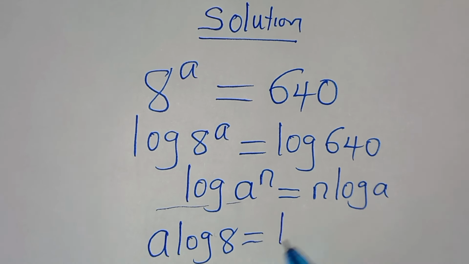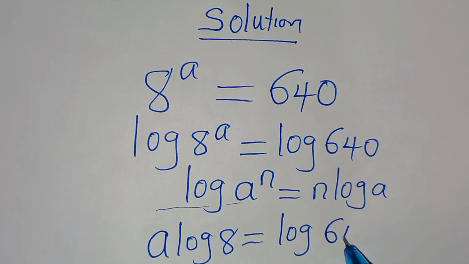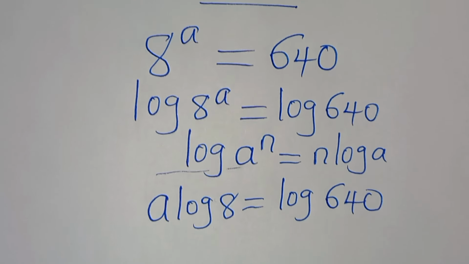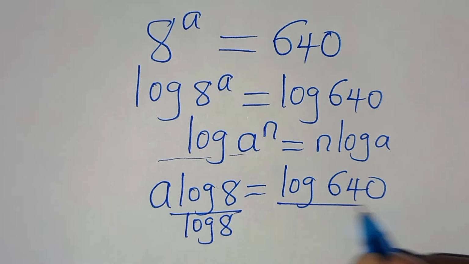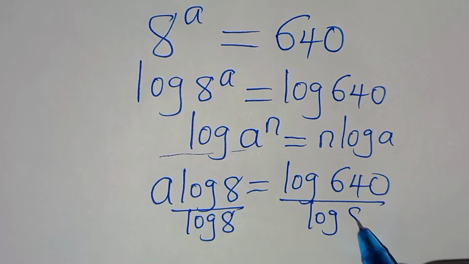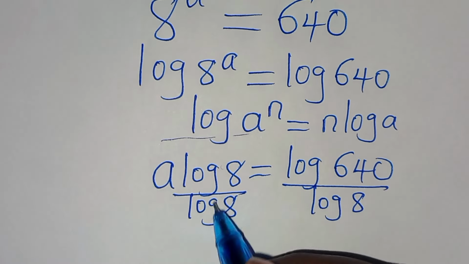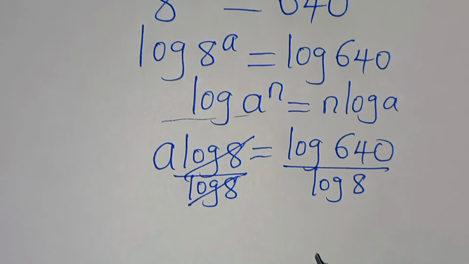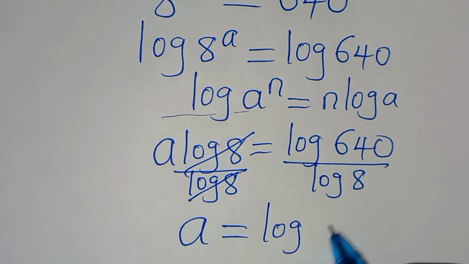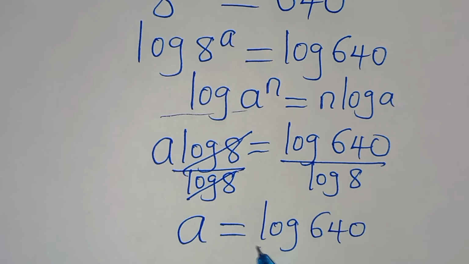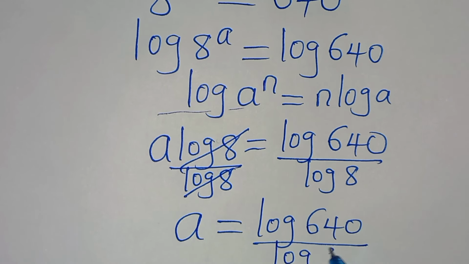This is equal to log 640. So let's divide both sides by log 8. Here we have log 8, so we can simplify log 8 and log 8 here, so that we have a is equal to log 640 divided by log 8.